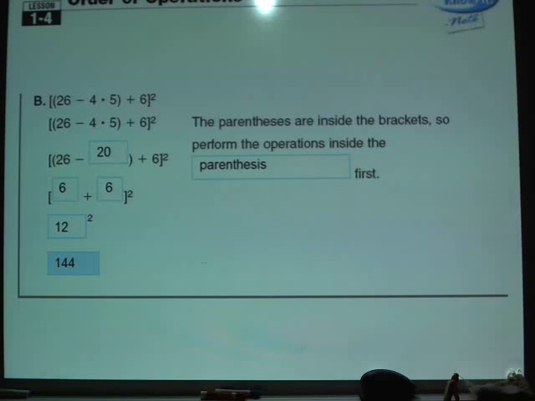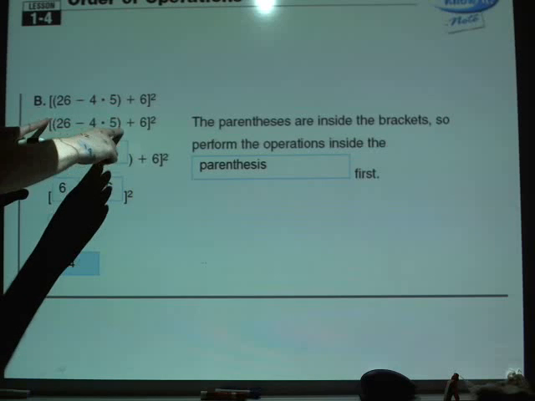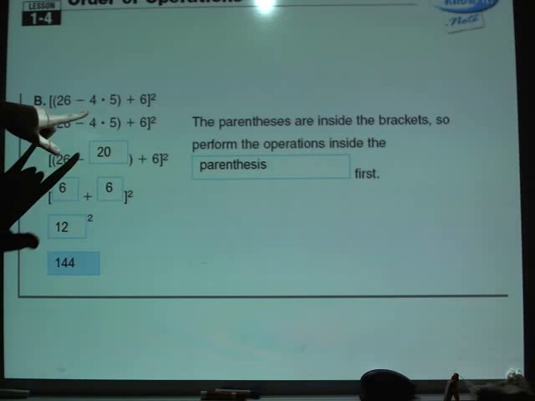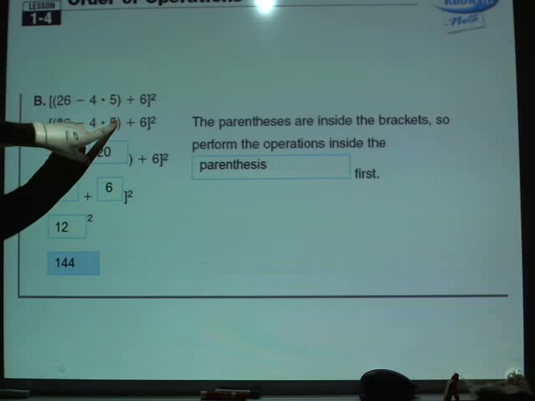Now, this question is an example of the nested parentheses that we talked about earlier. We've got bracket, parentheses, 26 minus 4 times 5, close parentheses, plus 6, close the bracket, squared. Again, when we have parentheses inside of parentheses, here we have this set of parentheses inside the brackets, which function as their own set of parentheses. We have to tackle this nested set first. Remember, when we work with the nested parentheses, we just use the rest of the order of operations rules, which would say exponents, multiply, divide, add, subtract.